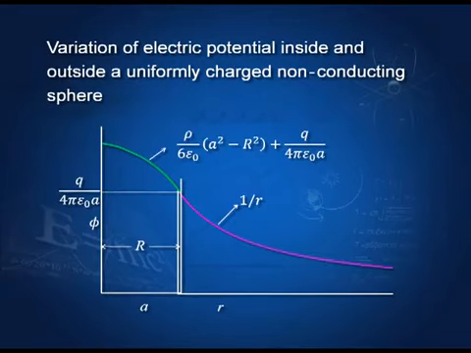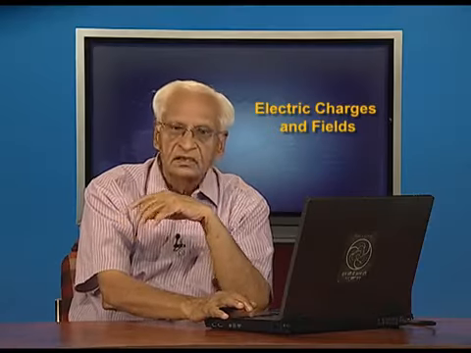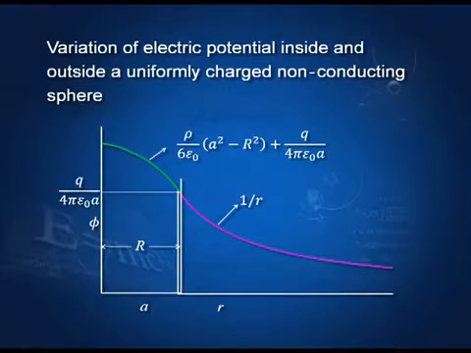So, if I plot, then at r equal to 0, at the center of the sphere, the potential is 3 by 2, that is 1.5 times the potential at the surface, and then from the surface outside, it varies as 1 by r. So, that is the profile of the potential due to a non-conducting sphere which is uniformly charged.